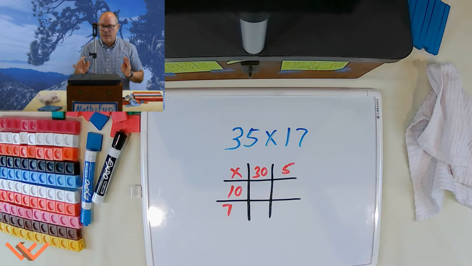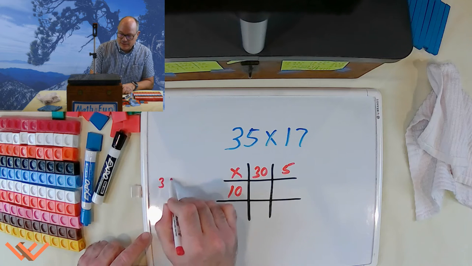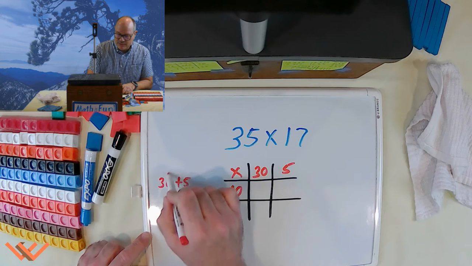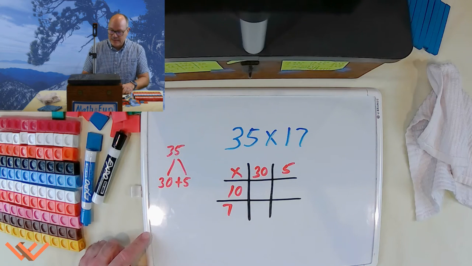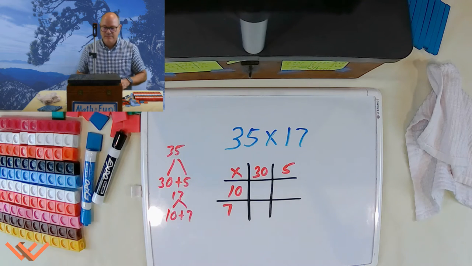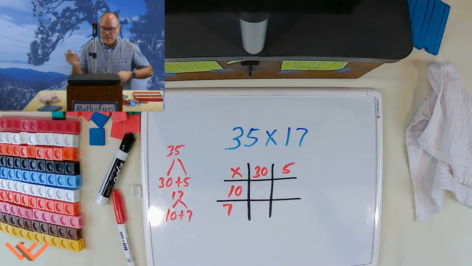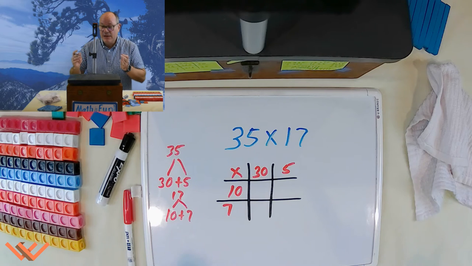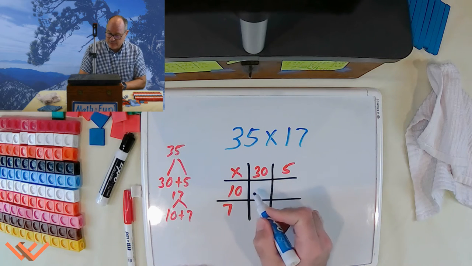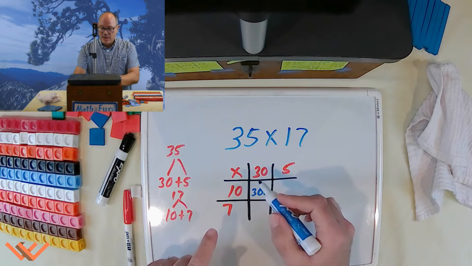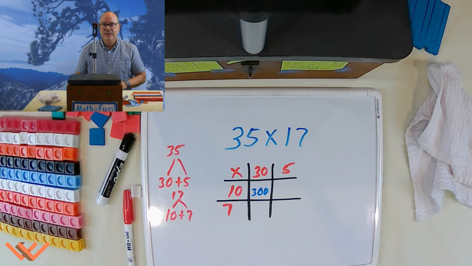Now, you're going, whoa, wait a minute. Let's see here. 30 plus 5, that's going to be equal to 35, right? And 10 plus 7, that equals 17. We're on track. We're working this problem. All right. So 10, or 1/10 times 3/10 is going to be 3/100, because 1 times 3 is 3. Put down the two zeros. I have 300. 3/10 times 7 is going to be 210.